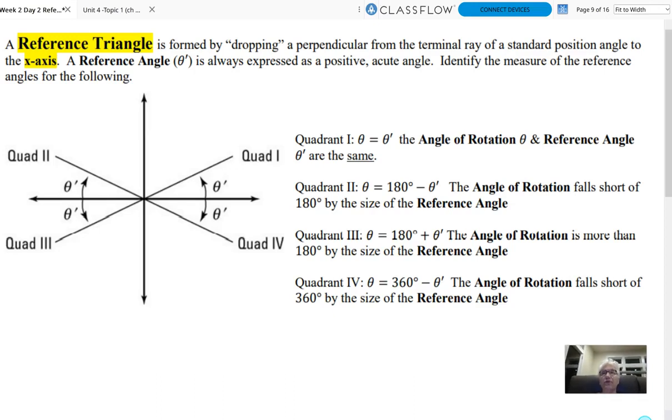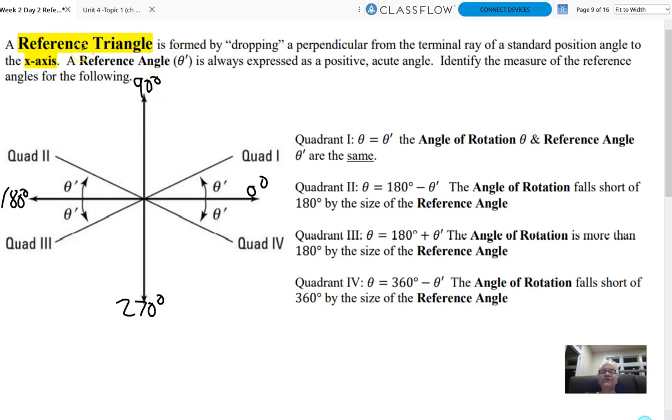Just a review of what we just did in the warm-up in terms of how you calculate what the reference angle is depending on what quadrant you're in. So again, I'm going to label this 0 degrees, 90 degrees, 180 degrees, 270 degrees, and then the quadrants are already labeled.